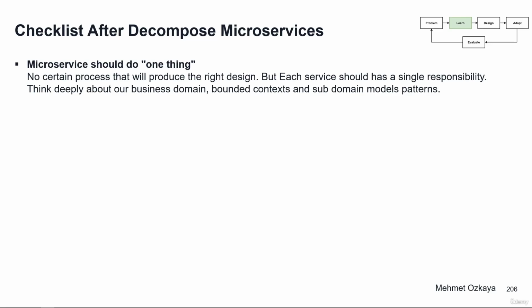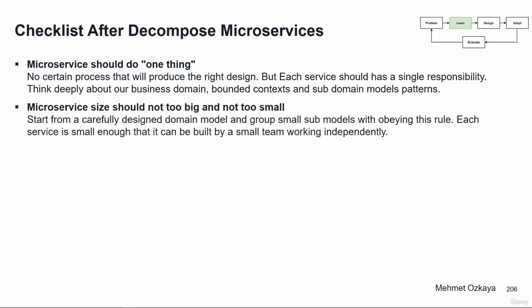We have to think deeply about our business domain, bounded context and subdomain model patterns and make sure that our microservices do one thing. And the second consideration is that microservice size should not be too big and not too small.